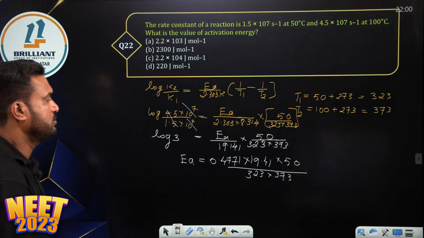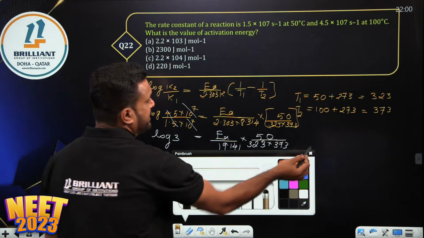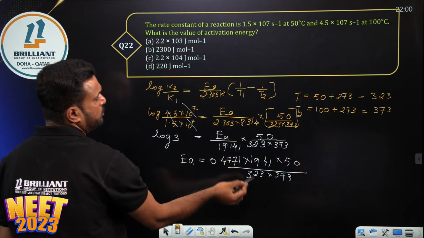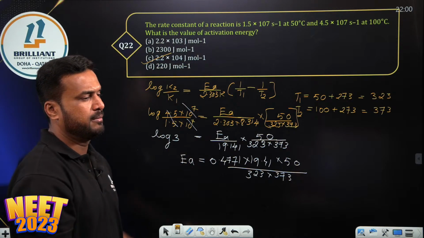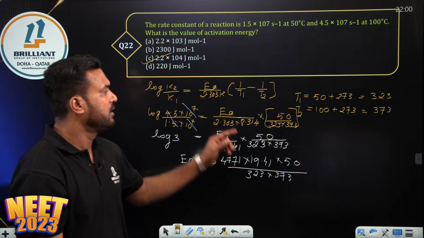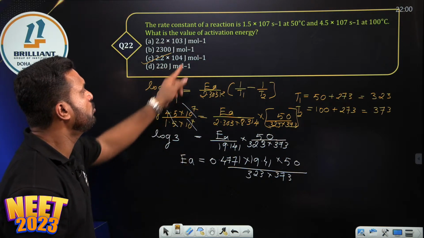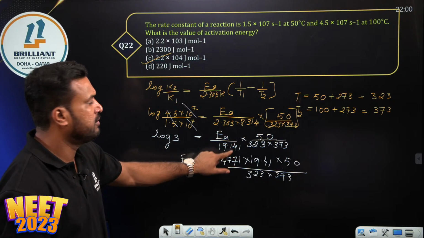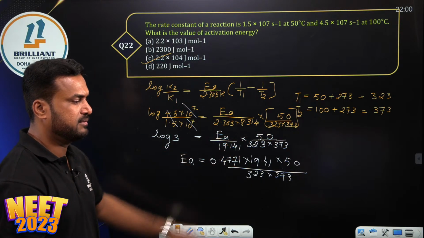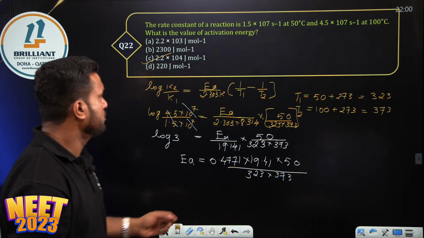Clear? So this will be the answer. You have to solve this one. The right answer will be, I think, around 2.2 into 10 power 4. Solve and check. This was a previous board question, previous NEET question. So 2.2 into 10 power 4 joule mole raised to minus 1 will come. This is the way you solve with 19.141, and you can multiply and divide. Let us check whether you are getting the correct answer or not.